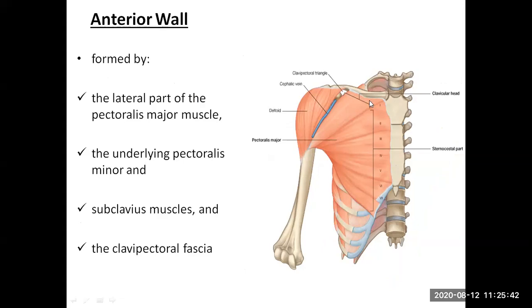the medial boundary, the curve of the first rib, is the medial boundary of the cervicoaxillary canal. Posteriorly, the superior border of the scapula is there. So the clavicle and scapula meet at the apex. This forms the triangular shaped axillary inlet.